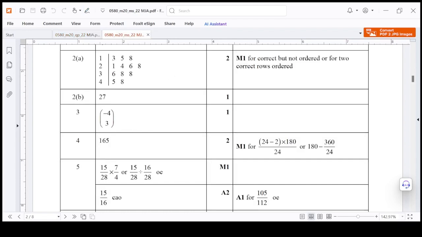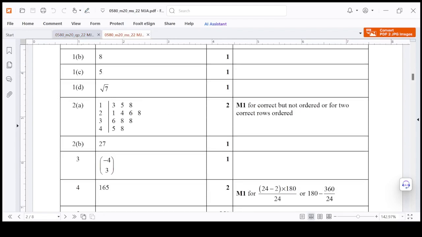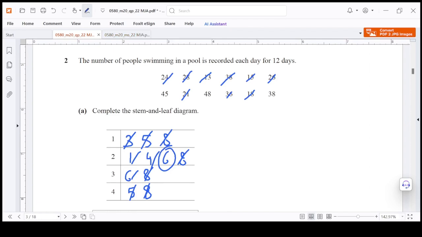Let me check the answer. Oh, it's supposed to be 27. Where did I mess up? 1, 2, 3, 4, 5, 6, 7, 8, 9, 10, 11. Oh, I have missed something from the table. Let me quickly check. Okay, there's something I've missed.